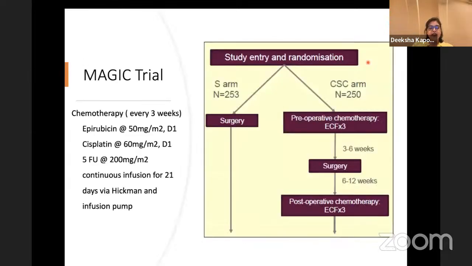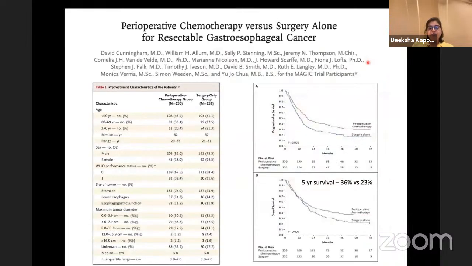Let's look at the MAGIC trial. The MAGIC trial actually changed the way gastric cancers were treated. This was a 2006 study which put into perspective the triple agent regimen, which is epirubicin, cisplatin, and 5-FU, 3 cycles before and 3 cycles after surgery, and looked at survival outcomes. So if we look at this patient characteristic table, the patient population included stomach cancer patients, lower esophagus, and GE junction.